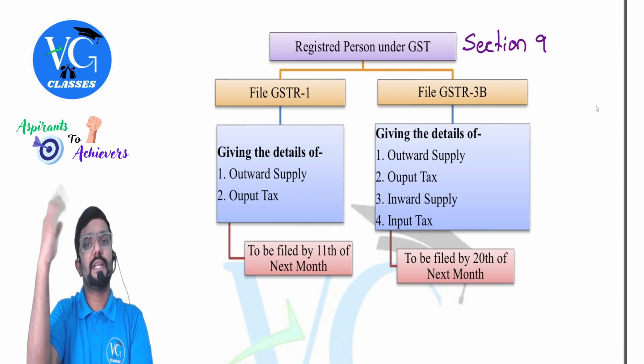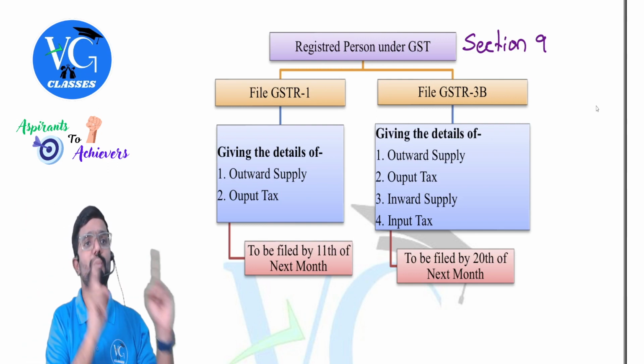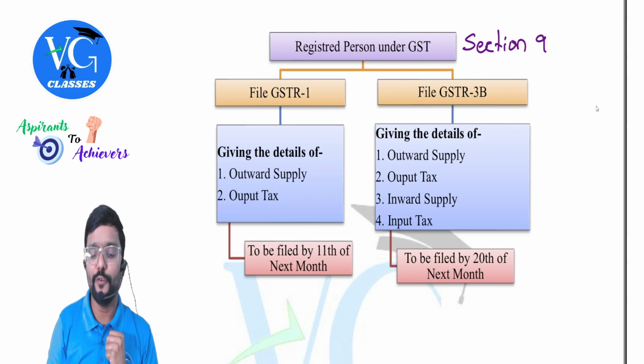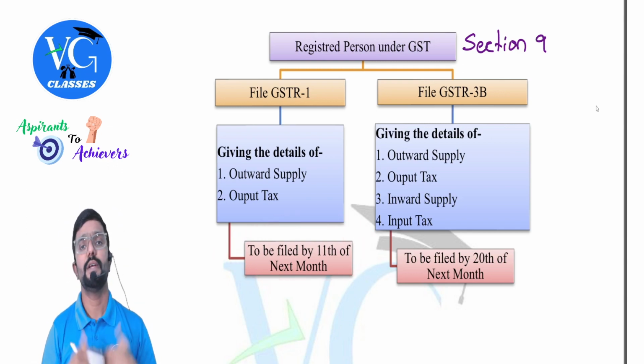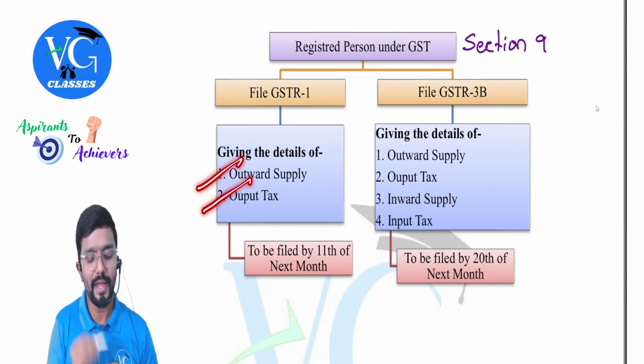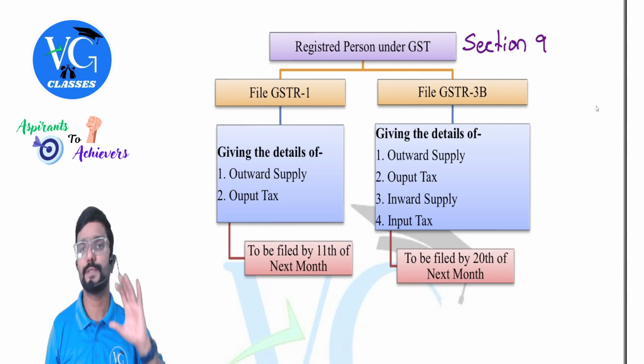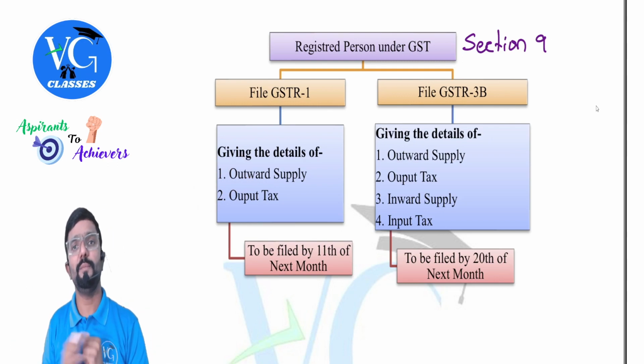So every registered person under GST as per section 9 has to file GSTR 1 and 3B monthly. GSTR 1 has to be filed on or before 11th of next month, guys. What details are given? Only outward supply and output tax. Simple. Only sales, guys. Okay, sir. What about 3B, sir?